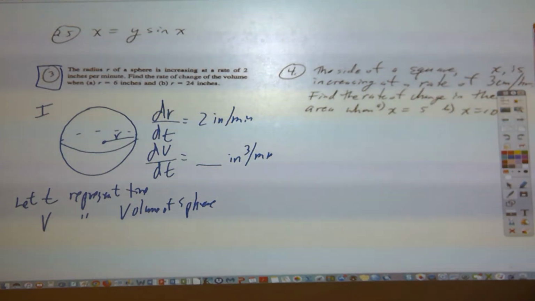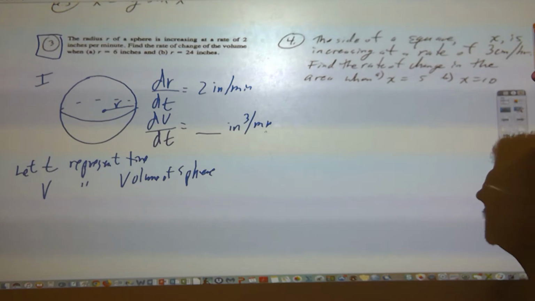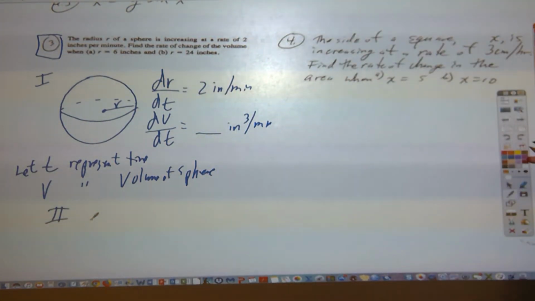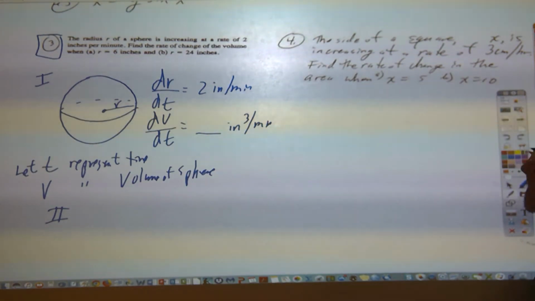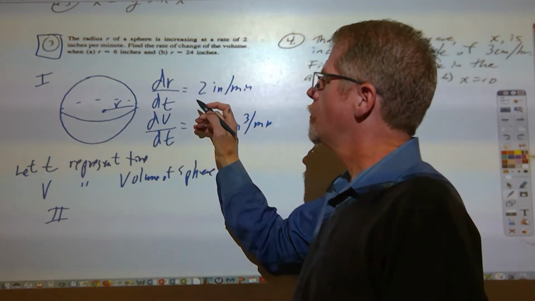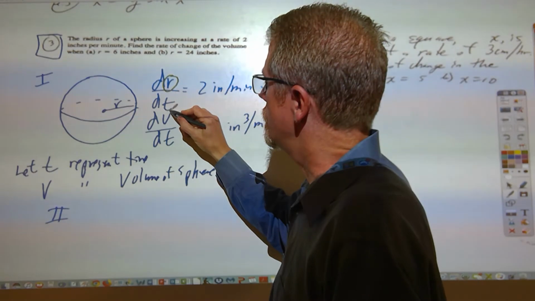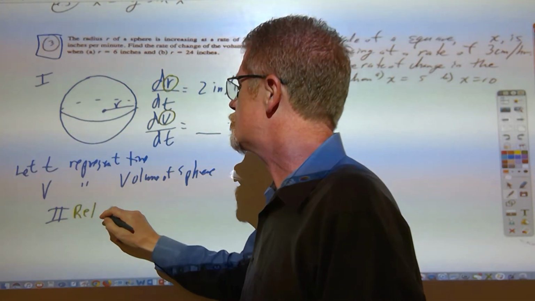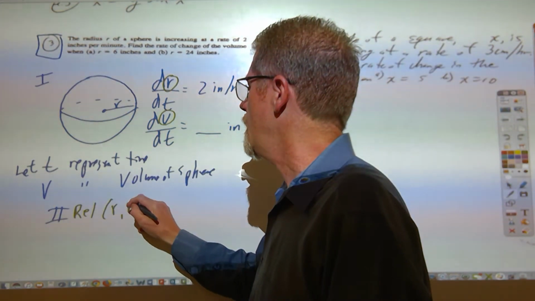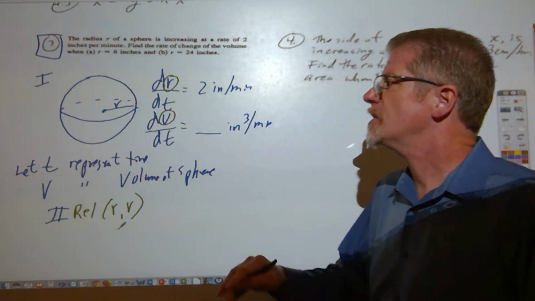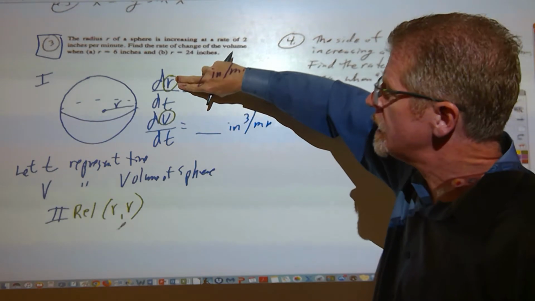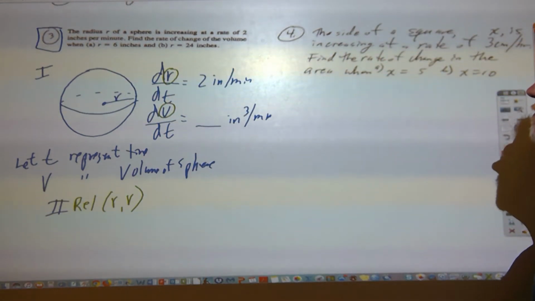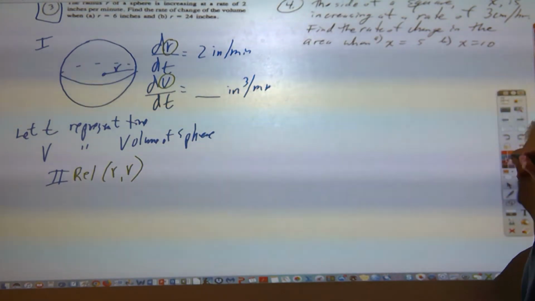Now, in Roman numeral 2, you write down what your goal is. We have to build an equation. What are the specifications? Well, it's always going to be these two letters. We want to find a relationship between R and V. If you can find the relationship between the radius and the volume, then you'll have everything you need. That's Roman numeral 2.